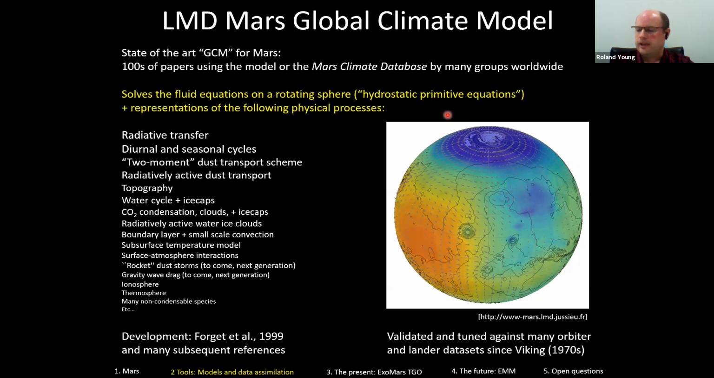And for Mars, this solves the equations of fluid flow and many representations of physical processes, such as the interaction between light and the air molecules, the seasonal cycles, the daily, so-called diurnal, cycles, the transport of dust, the effects of the surface height, the water cycle and the ice caps, clouds, condensation, and a whole load of other things that are listed there on the left. This doesn't mean it's a complete model, of course. There are many processes that we do not yet understand fully.